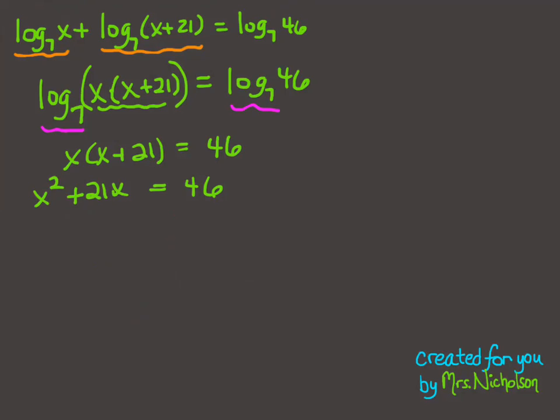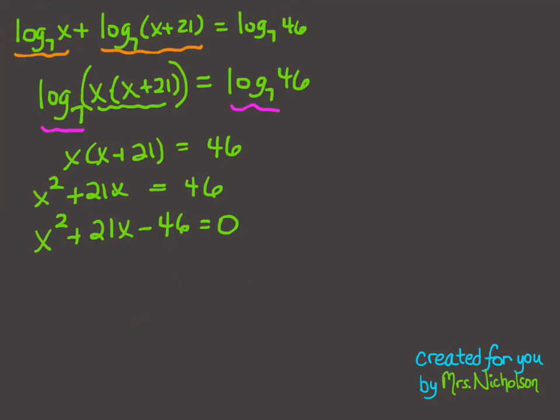Now, a little Algebra 2 review for us here. We haven't done much factoring this year, but we're about to, and so this is as good a time as any to review the skill. Whenever you have a squared in your equation and you need to solve for x, we've got to get it equal to 0. We need to get everything on the same side. So I'm going to rewrite this as x squared plus 21x minus 46 is equal to 0.